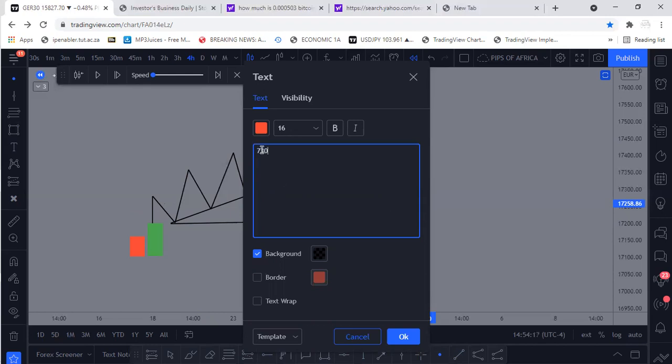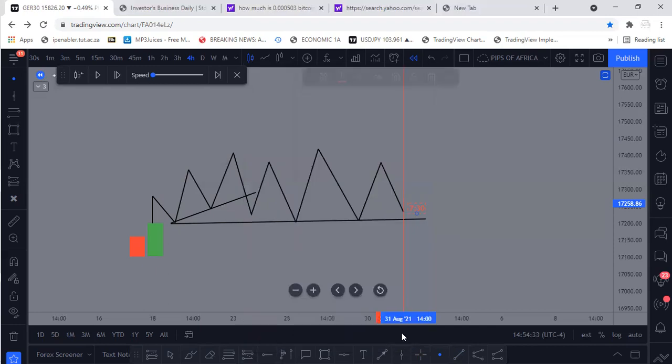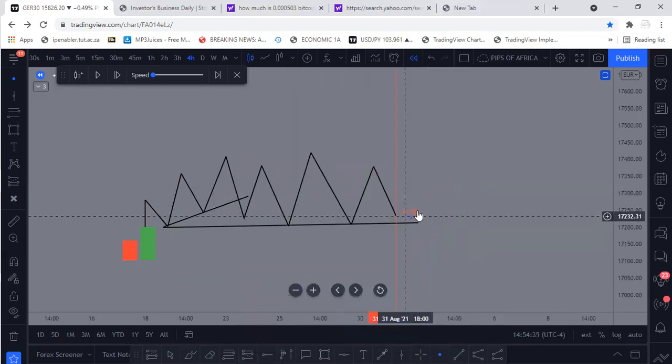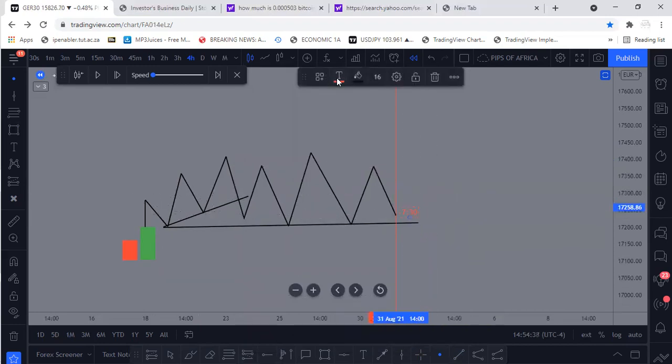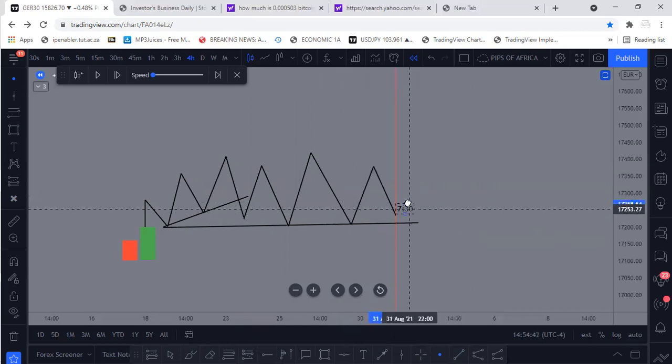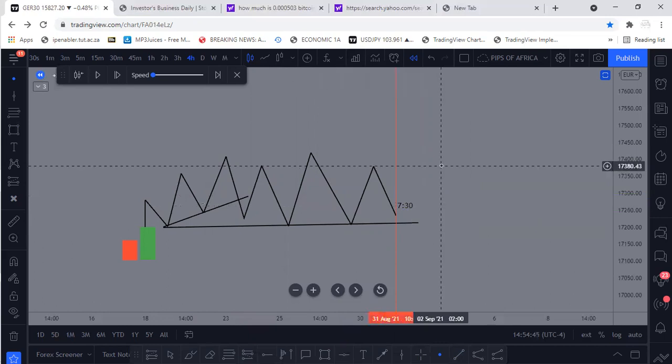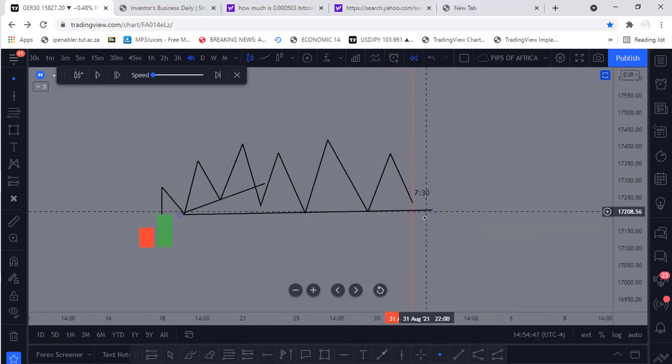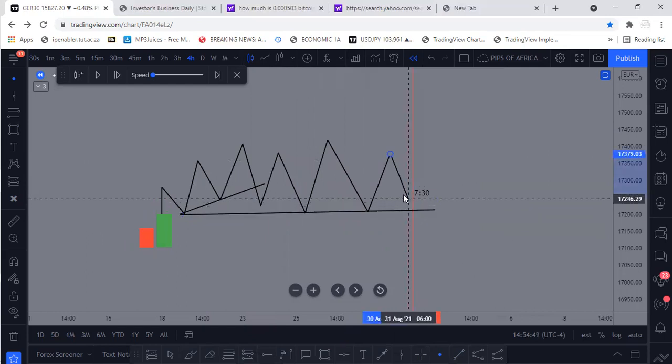7:30, New York time. It's 7:30. Right, so this is 7:30. Let me change the color. Make it black. This is 7:30, guys. The New York session, we only have 30 minutes left. The price is still here.